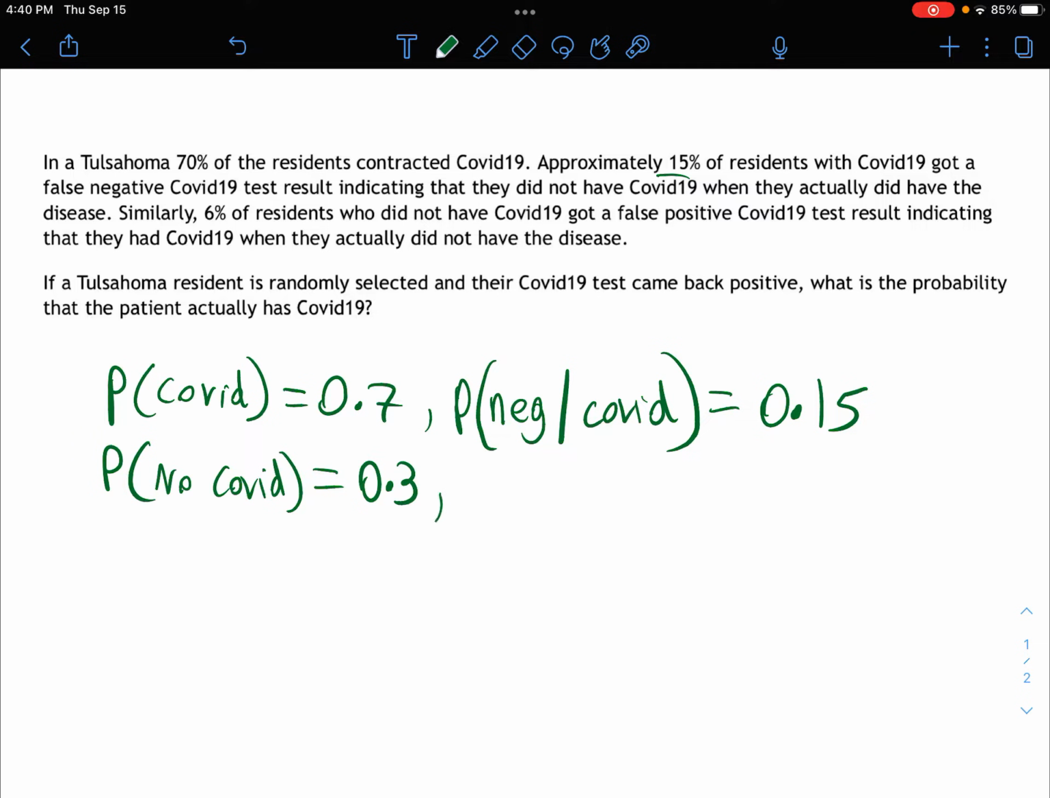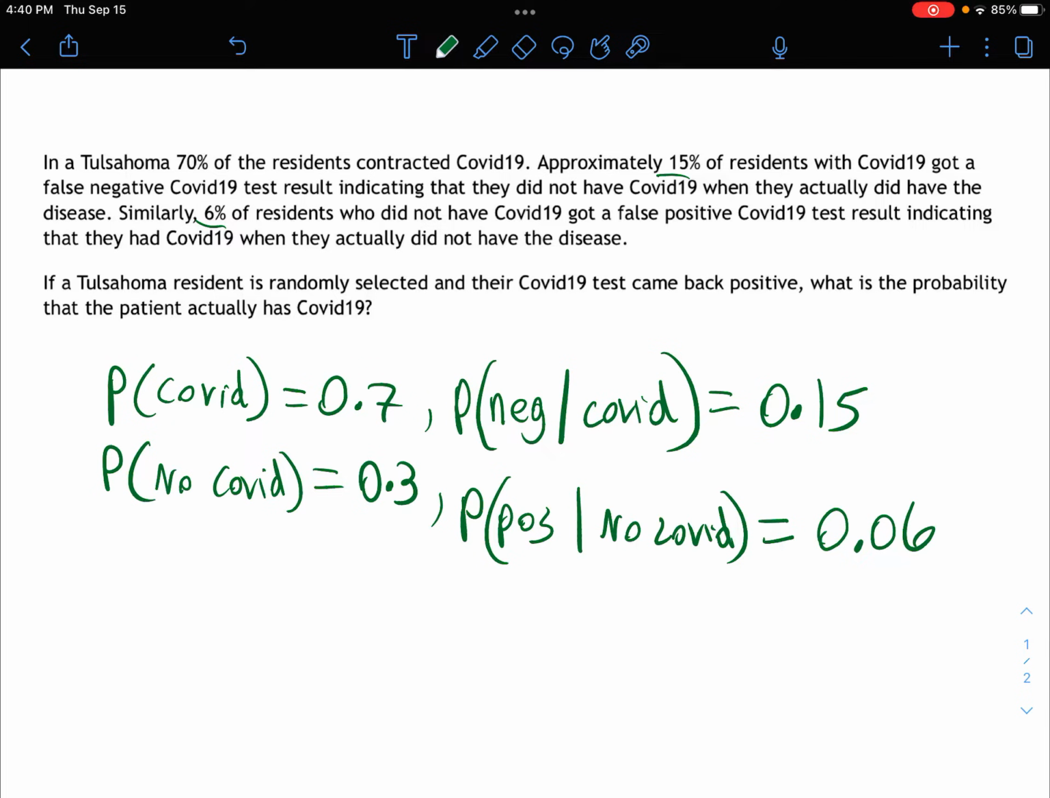All right. They also said that, similarly, 6% of the residents who did not have COVID-19 got a false positive. So that means that they did not have COVID, so no COVID, but they tested positive for COVID. That's a false positive. And they say the probability of a false positive is 6%. So 6% is 0.06.